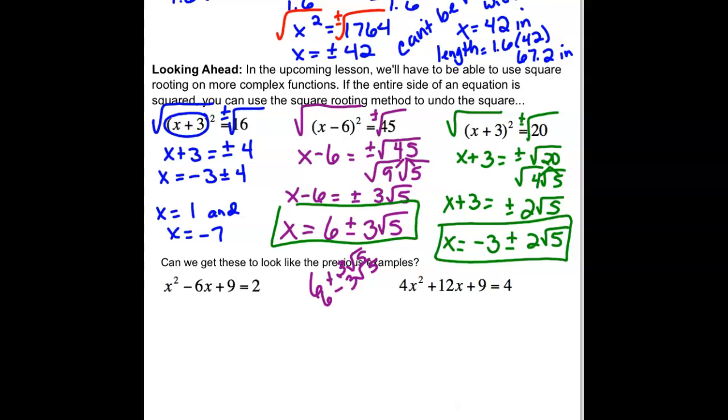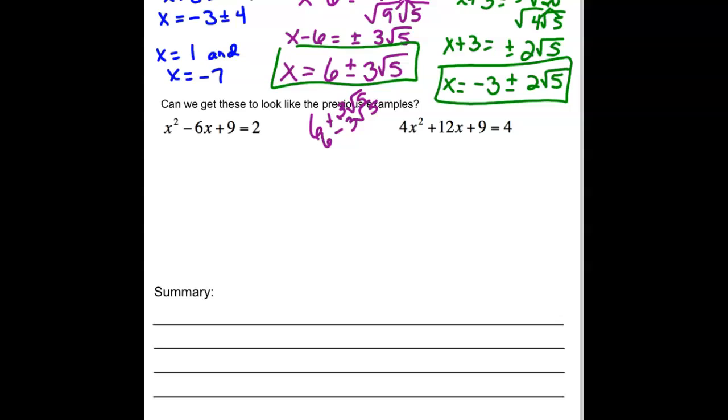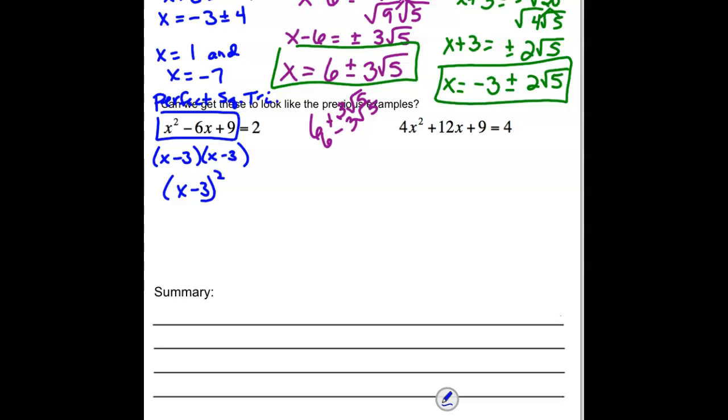All right. The last questions that we're going to look at. It says, can we get these to look like the previous examples? If you look at the left side of these equations, you have what we call a perfect square trinomial. If we were to factor that, like we did in the first half of the chapter, our x squared would factor into x times x. Two numbers that multiply to be 9 but add up to negative 6 would be negative 3 and negative 3. So it turns into an x minus 3 squared.